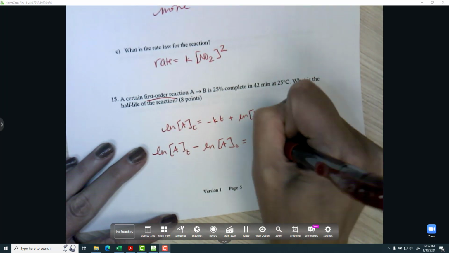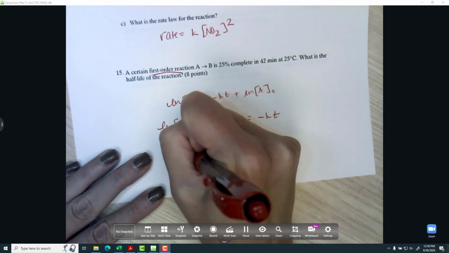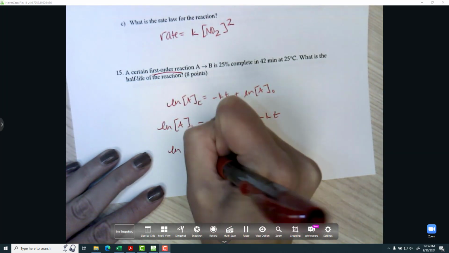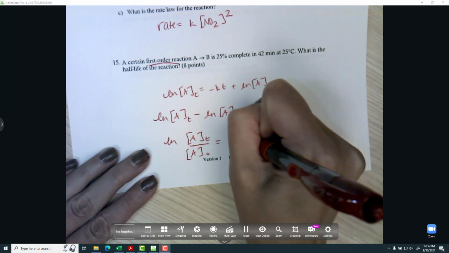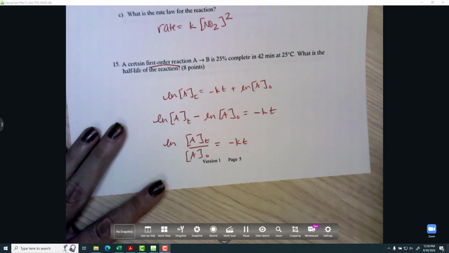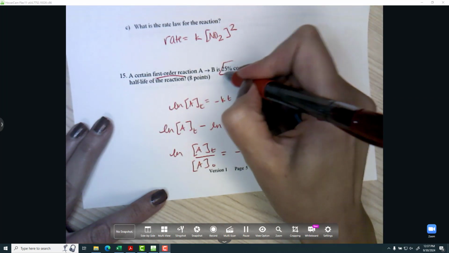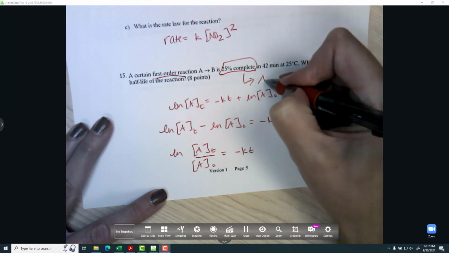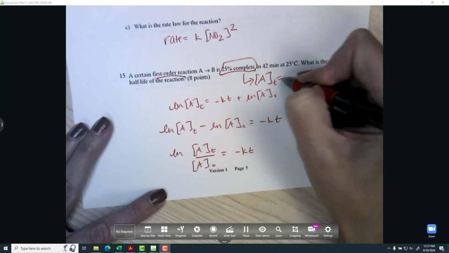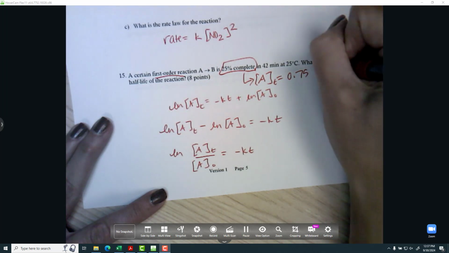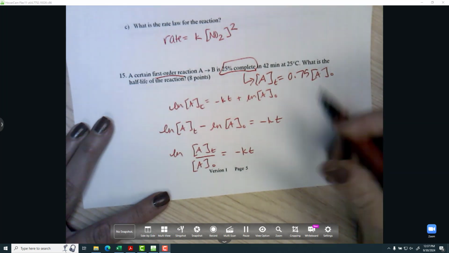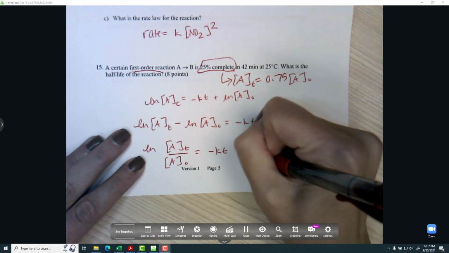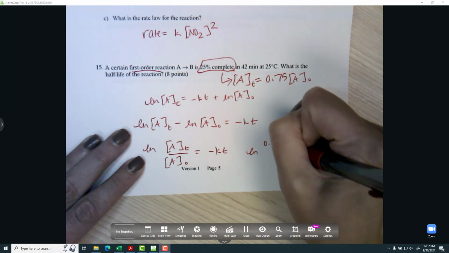So I'm moving the natural log of A sub 0 to the other side by subtracting. Then I can take 2 natural logs that are subtracted and just put them as 1 natural log and divide. So this is the other version, and that will help me a little more. Now in this case, if it's 25% complete, it means the concentration I have left right now is 75% of what I started with, right? 25% has reacted away and 75% is left. And so I can plug those in because I don't know what that number actually is.